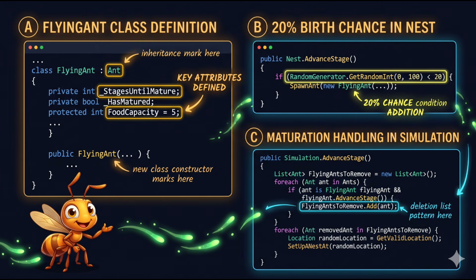So to summarize the task, what you write from scratch would be the flying ant class with its 3 new attributes and 3 new methods. But what we're copying from the existing pattern in the skeleton code is the 4-parameter constructor structure from queen ant and worker ant, the random birth logic style from nest.advanced stage, the allowed flag while loop from the simulation constructor, the deletion list pattern from the pheromone section of advanced stage, the setup a nest at call, which already exists.